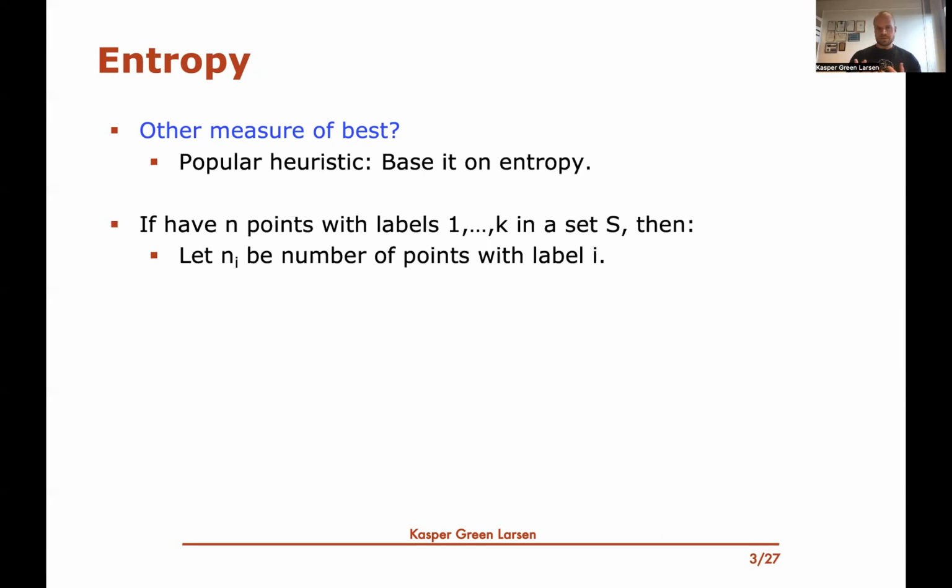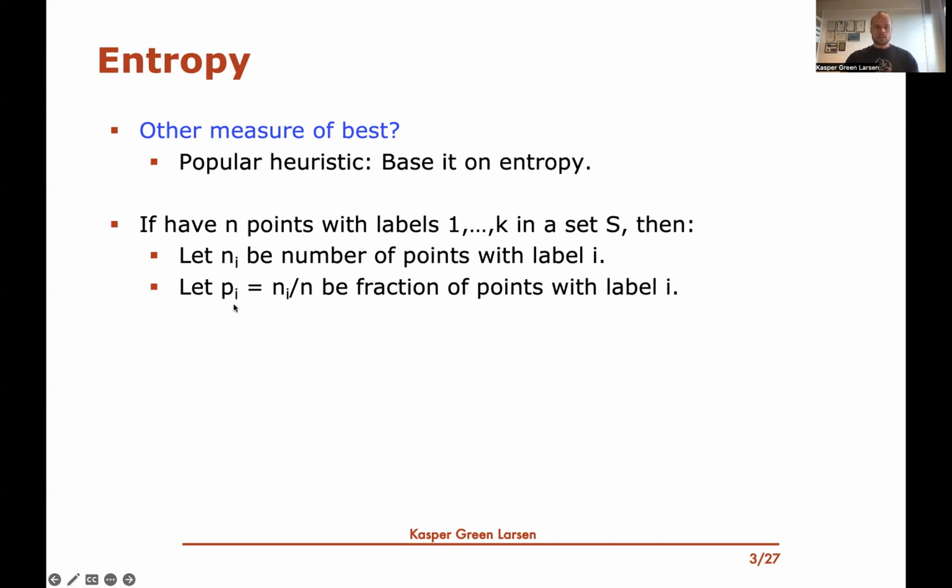Let's first define the entropy. Let's say I have n training examples, n points, and they all have a label between 1 and k. So I have a set S that consists of n points, and they have k different labels. Then I can count for each of these labels how many of the points have the label i. We can call this number n_i. We can also look at the fraction of the points that have the label i, which is just n_i divided by n, how large a fraction of all the examples have the label i.